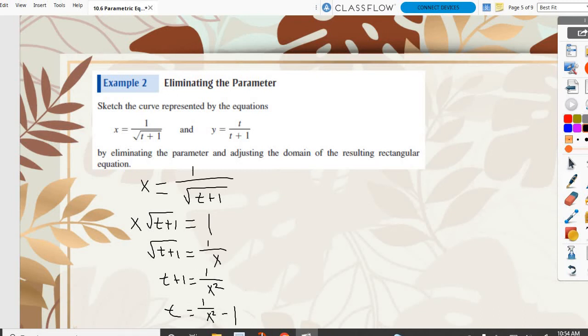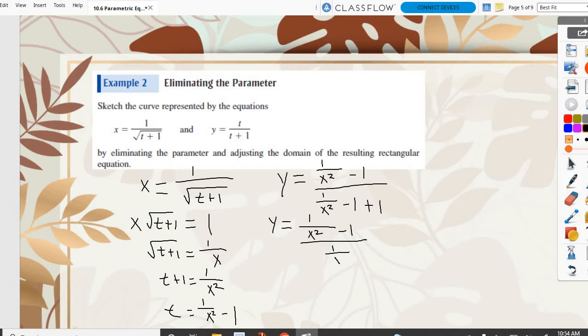Okay. Did we solve for t? Yeah. Then what do we want to do with that? Plug it into y. Plug it into the t in the y equation? Okay. Agreed. So I would have 1 divided by x squared minus 1, divided by 1 divided by x squared minus 1 plus 1. So what happens on bottom? It reduces. So that we just have 1 divided by x squared.